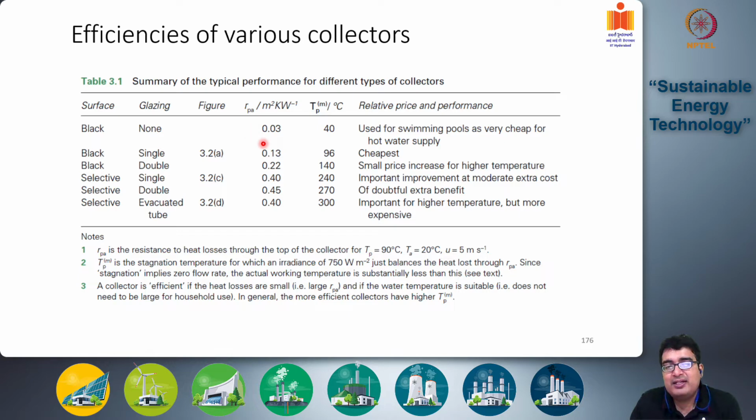Okay, this is another way of evaluating this same expression. So you can see the resistivity here is 0.03, which is quite small, and the TPM is the stagnation temperature when the G0, the solar irradiance, is 750 watt per meter square. Okay. So the maximum stagnation temperature under this condition with ambient of 20 degrees is 40 degrees centigrade only. Okay.